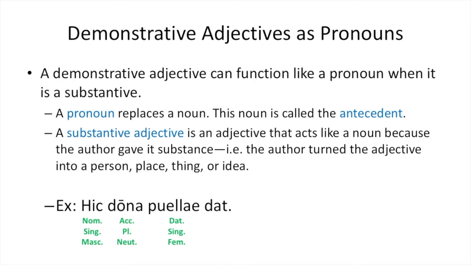So when we translate it, we still use the meaning of hic, haec, hoc: this. If we want to say what this is, we can go off of the singular masculine qualities of hic and say this man, or just this. So this man, or this, gives gifts to the girl. We translate the rest of the sentence totally normally. But we know that hic is functioning like a pronoun. It has substance of its own.